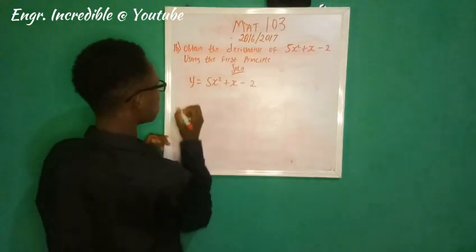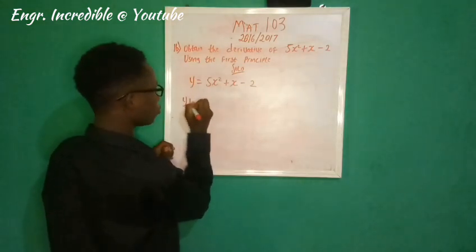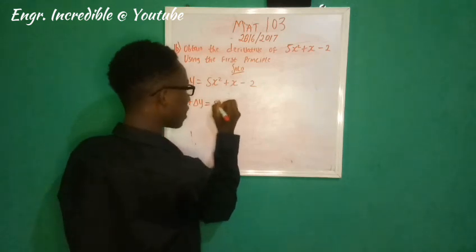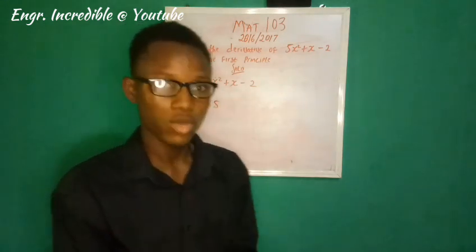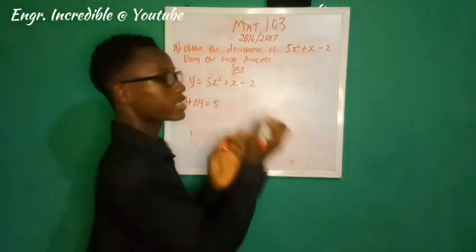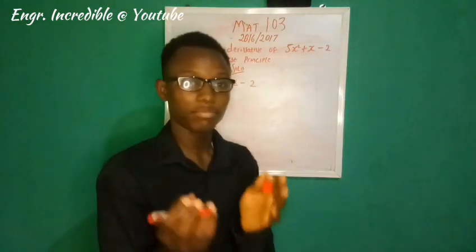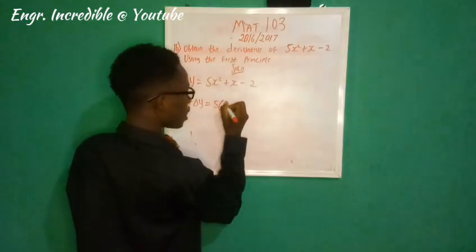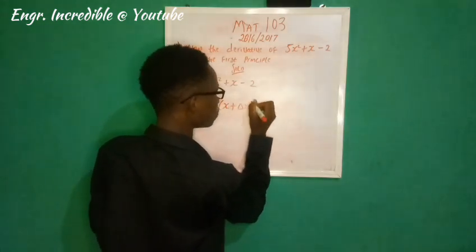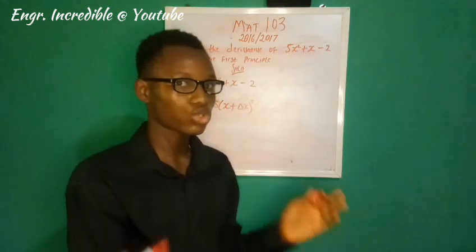So that means here we will have y plus delta y is equal to 5x squared. Here we are going to be putting x plus delta x, replacing x. So that means it will be in a bracket. This way we have x plus delta x, close the brackets, then we put our square.